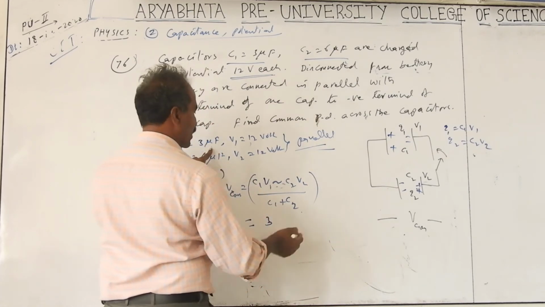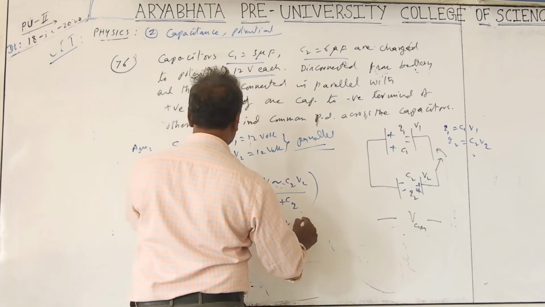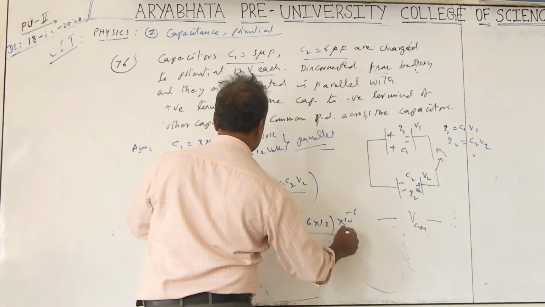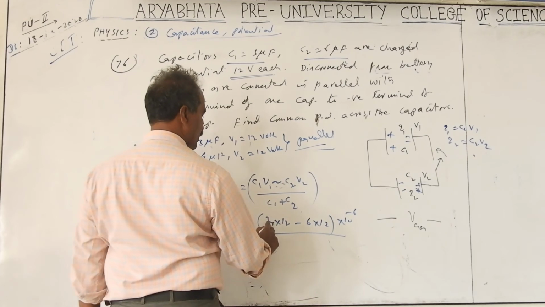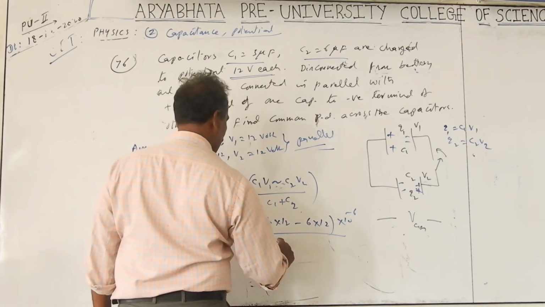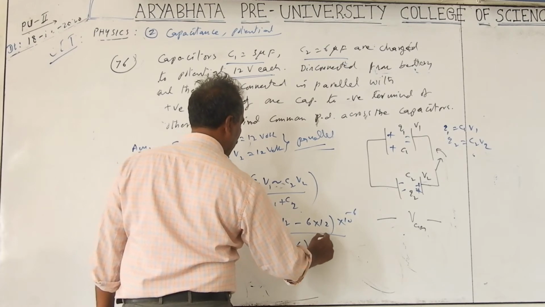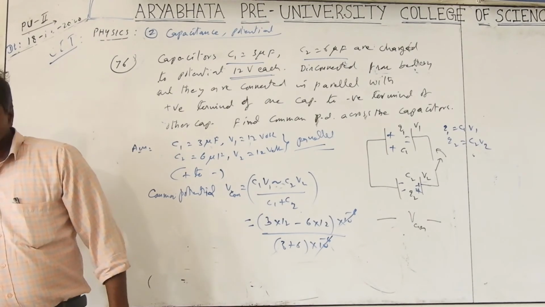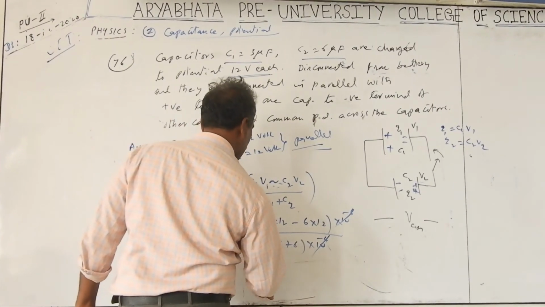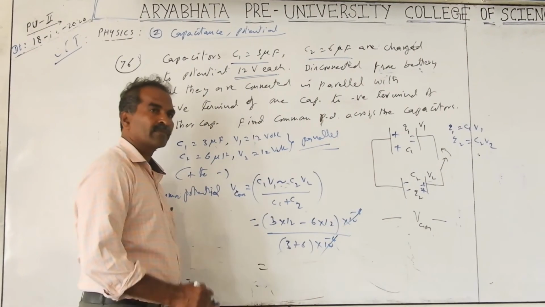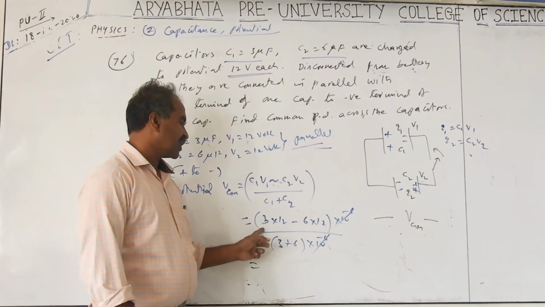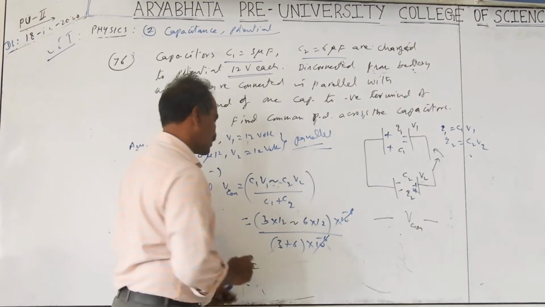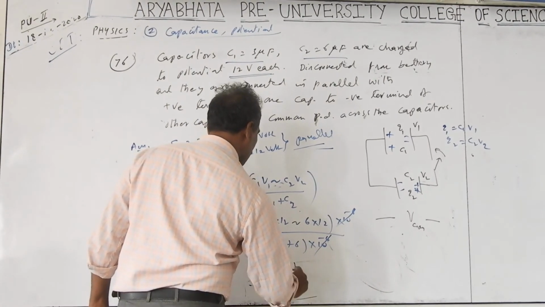Micro 10 to the power minus 6, I am taking out common, into 12 minus 6 into 12, common 10 to the power of minus 6, by C1 plus C2. C1 is 3 plus 6 micro, 10 to the power of minus 6. Cancel this. Now 12 will be taken out common. What is it? 3 minus 6, and take it as a difference again, 6 minus 3. So it is 3 into 12 by 9.